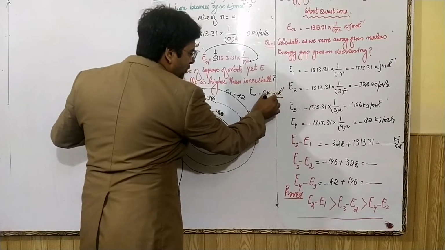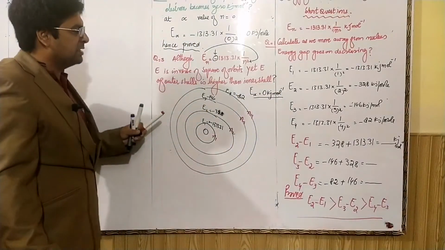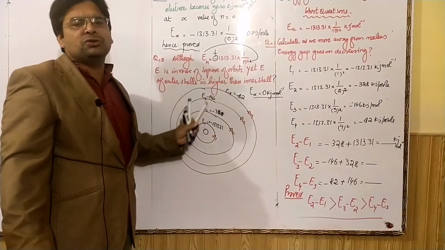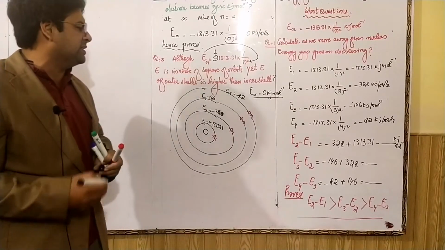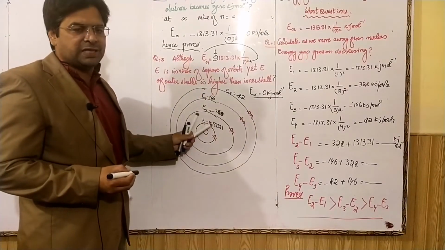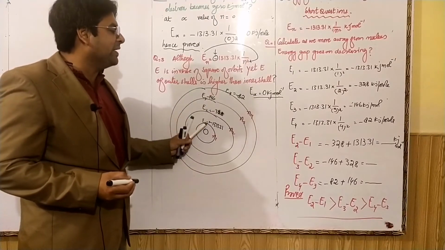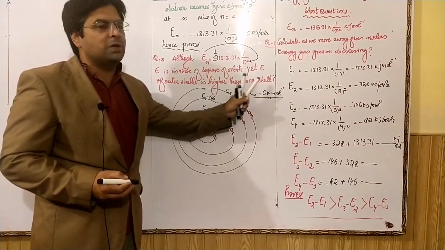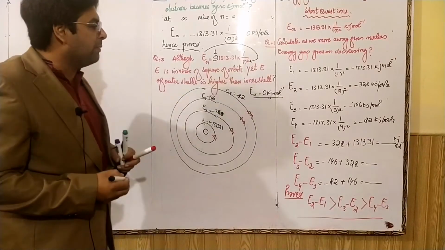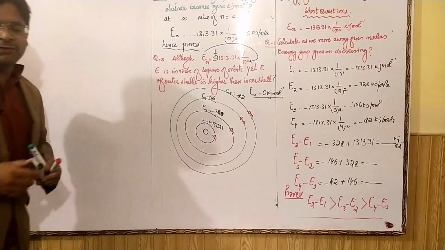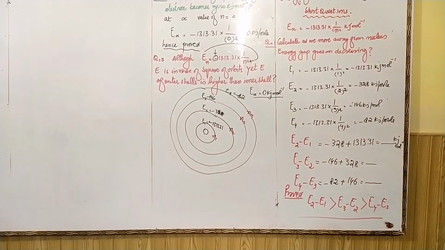So as we move away from nucleus, from this equation, energy should decrease, but it is increasing due to presence of negative sign. Any value decreasing in minus, in fact it is increasing, approaching towards 0, and it will become maximum at infinity, which will be 0 kilojoule per mole.